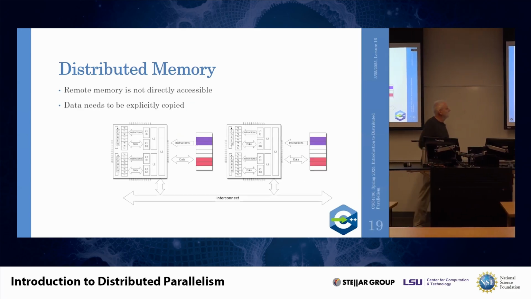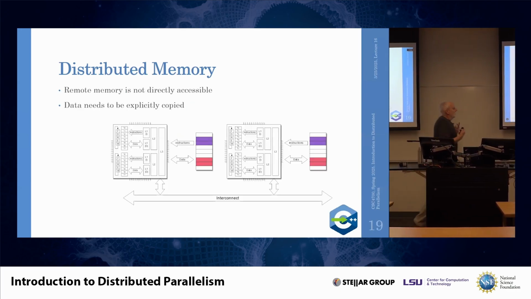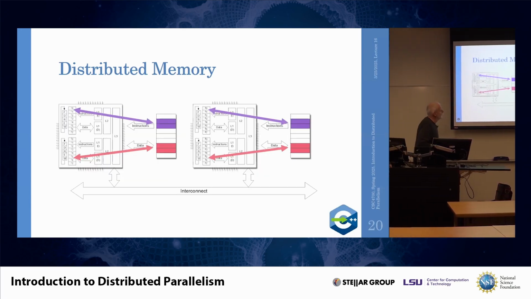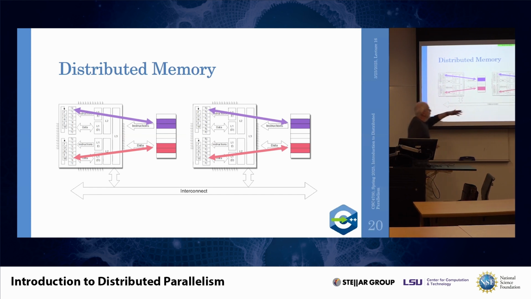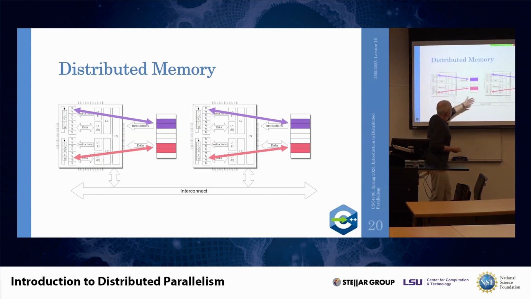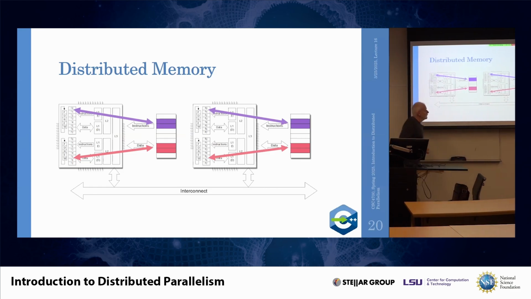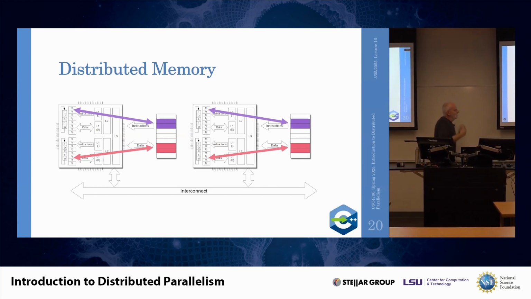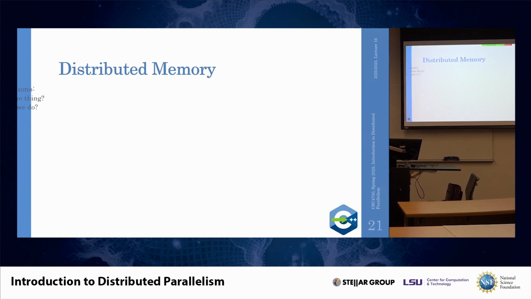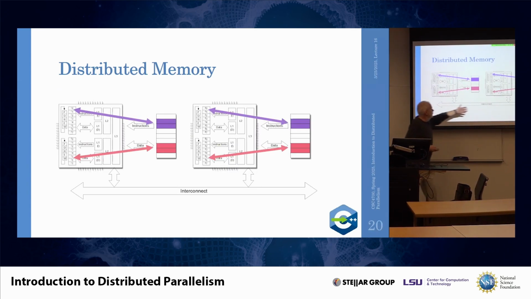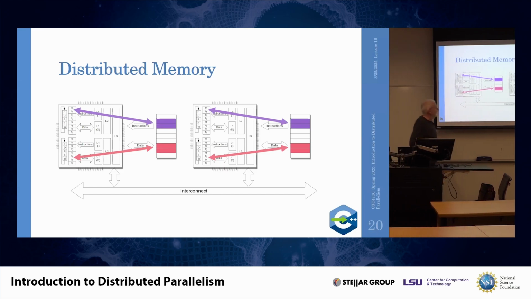So what do we do? We said the remote memory is not directly accessible, so we need to explicitly copy things from one node to another. Each of those computers, each of those CPUs, has its own memory, its own instruction stream, its own data, and works on its own. But whenever they need to communicate, they have to use the interconnect between them, and I will get to that in a moment.